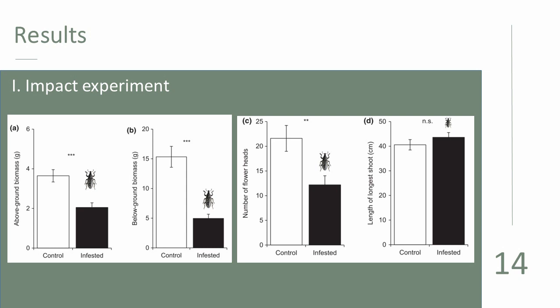Chart C is the comparison of number of flower heads between control and infested plants. We can see a significant difference here also. But chart D is the comparison of length of the longest shoot between control and infested plants. However, the result showed that there is no significant difference.